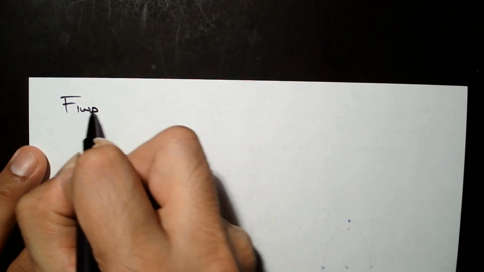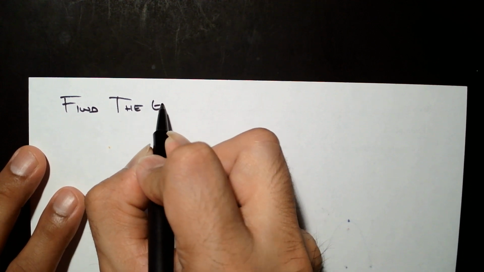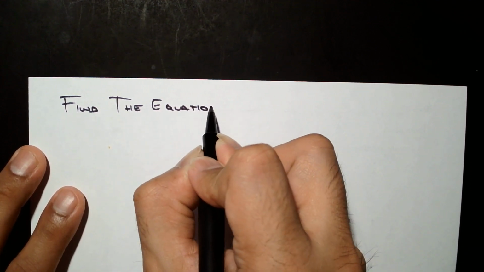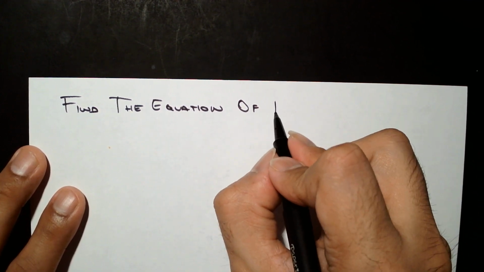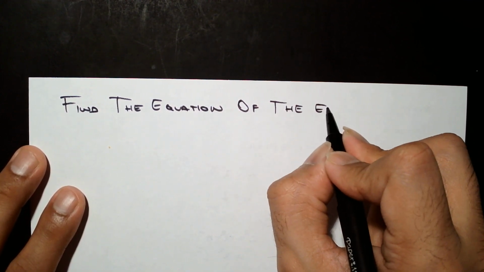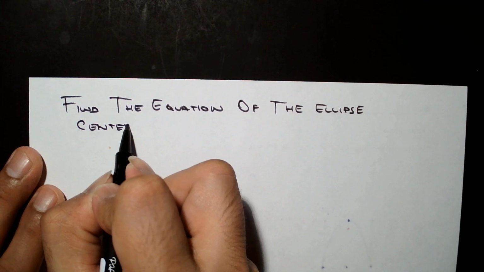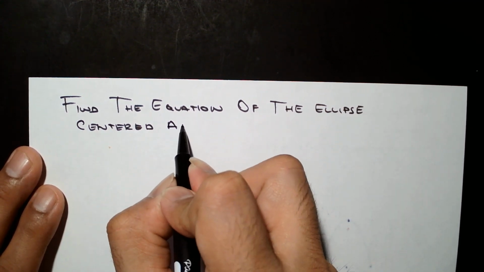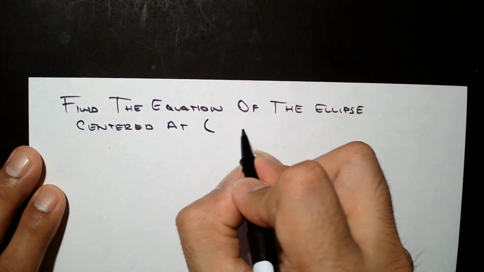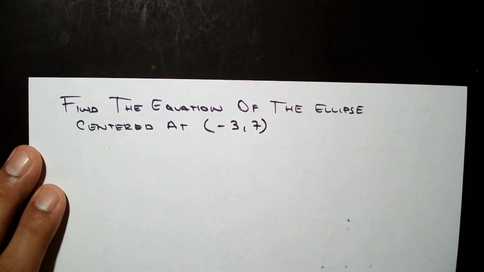However, I'm going to make up another example in which more often than not you may see either on the homework, on a quiz, or on an exam, you know, depending. So let's see, find the equation of the ellipse centered at, I don't know, let me come up with a point, -3,7, for example.